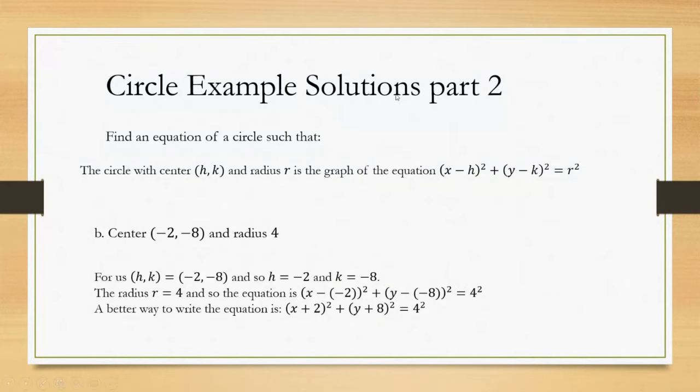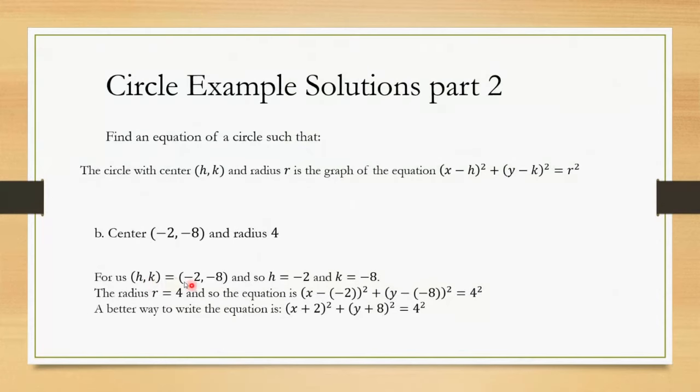I did rewrite the general equation here, and the idea is really the same as with the previous example. (h, k) is the center. We want the center to be -2, -8, so we just set them equal, because this is the center, and we want this to equal -2, -8.